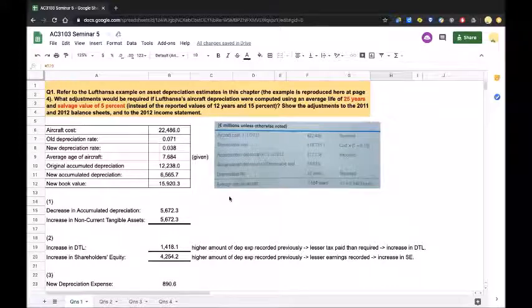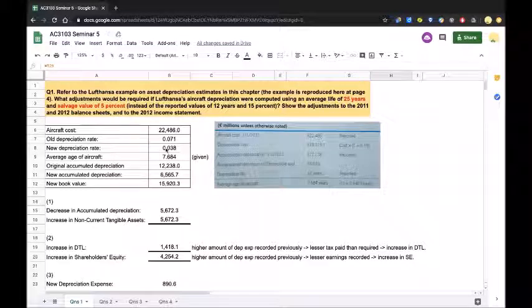Kaiser example on asset depreciation estimates. And we will ask what adjustments will be required if the aircraft depreciation were computed using an average life of 25 years and salvage value of 5% instead of the reported 12 years and 15%. And then later on we'll show the adjustments to the 2011 and 2012 balance sheets and the 2012 income statement.